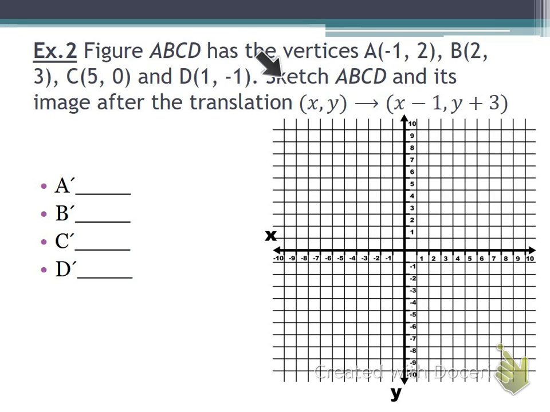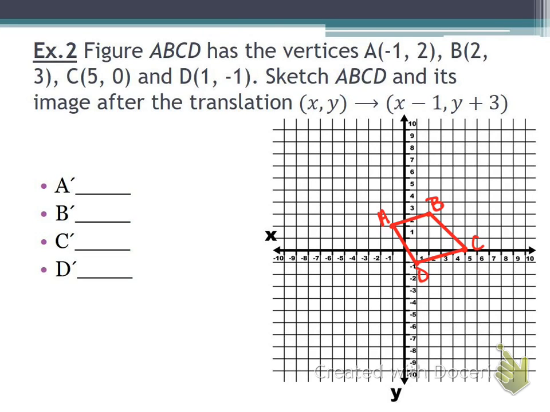So you're going to sketch the original one and its image. To sketch the image, it would be helpful to fill in the coordinates of the image. Notice that they use the prime notation here. So A would go to A prime. I'll give you a couple minutes to work through that. There are a lot of directions there, and then we'll talk about it.